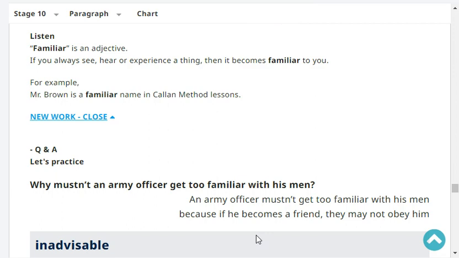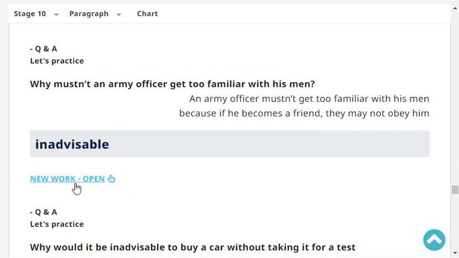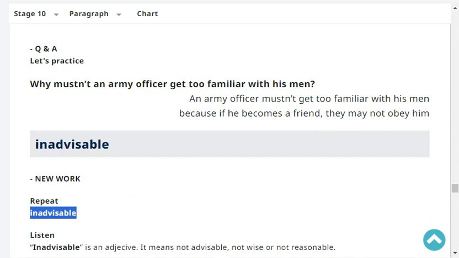An army officer mustn't get too familiar with his men because if he becomes a friend, they may not obey him. Very good. Next, inadvisable.